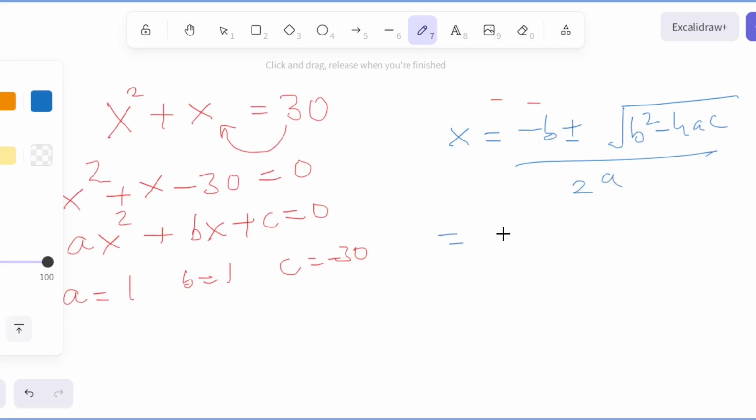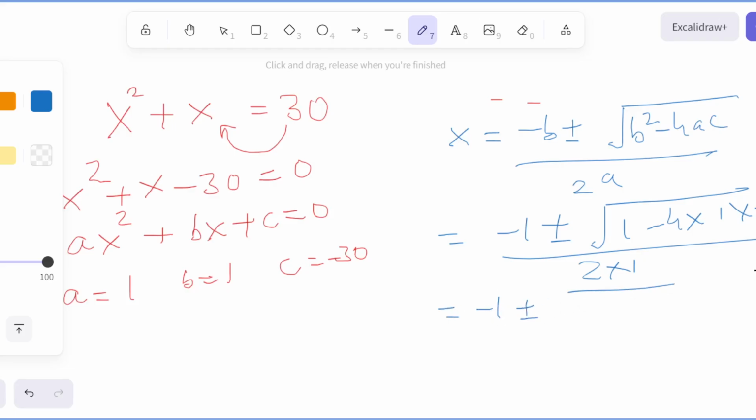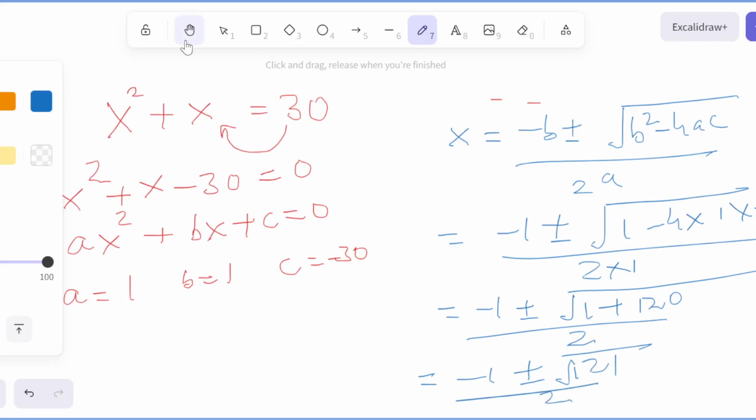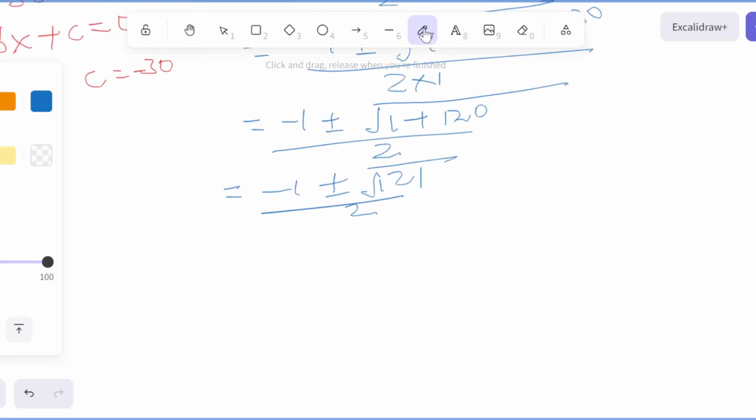So minus b means minus 1 plus minus the square root of 1 square, which is 1, minus 4 times 1 times minus 30, upon 2 times 1. That will become minus 1 plus minus the square root of 1 plus 120, upon 2, which equals minus 1 plus minus square root of 121 upon 2. So this will be equal to minus 1 plus minus 11 upon 2, because the square root of 121 is 11.